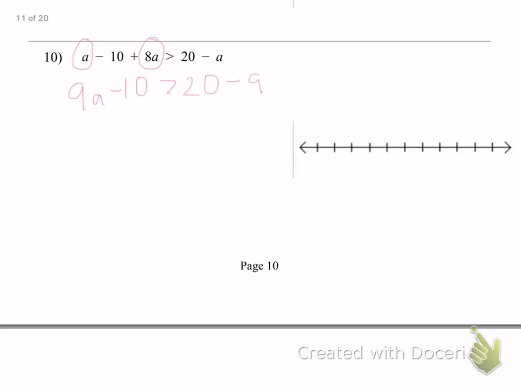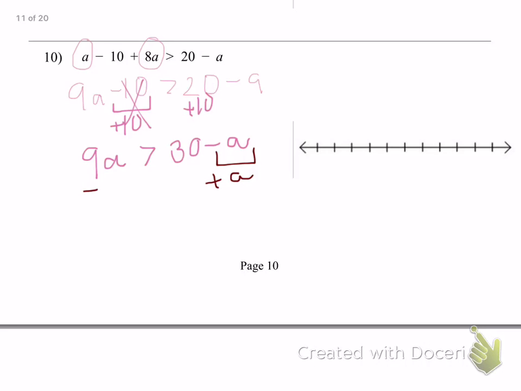So now I need to move over this 10. I'm going to do that by adding 10 on both sides. So these will cancel out. So I've got 9A is greater than 30 minus A. Next step, I need to move over this A. Since it's a minus, you're going to add A to both sides. So we have 10A is greater than 30.